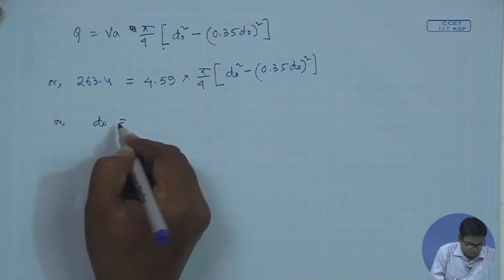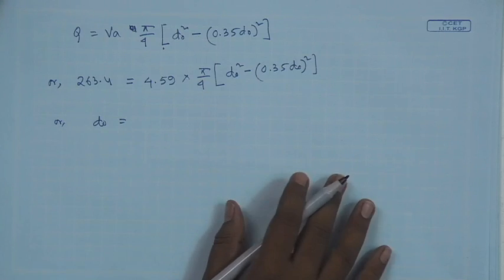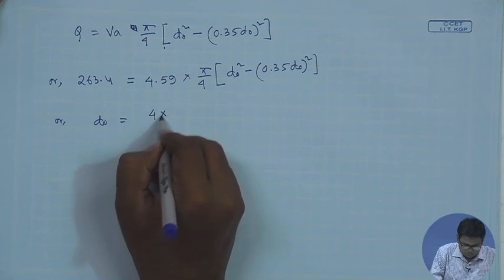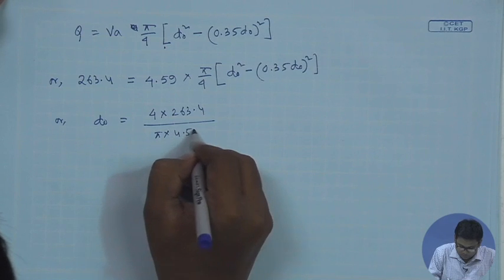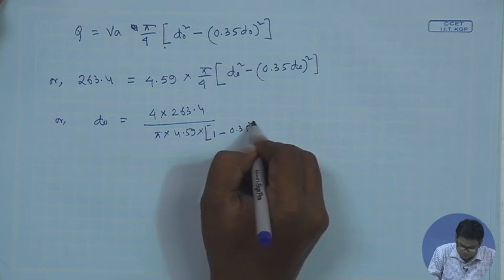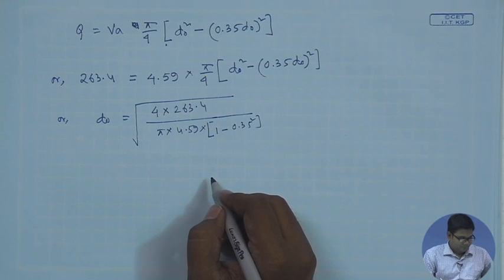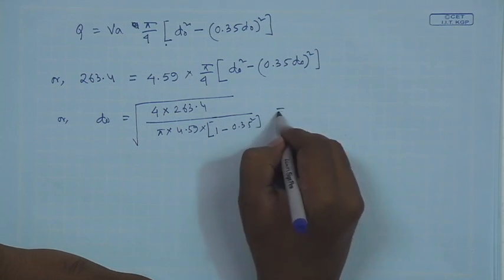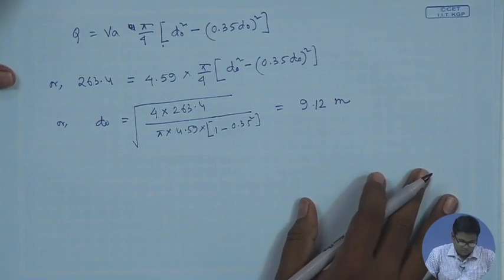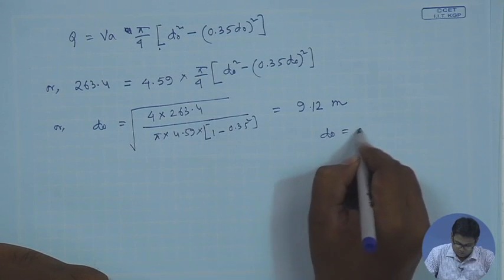So, D0 can be obtained as root of 4 times 263.4 by pi into 4.59 into 1 minus 0.35 square. So, this will be 9.12 meter. So, one of the results, we have now obtained the diameter of the runner. So, this is the diameter, or rather outer diameter of the runner.